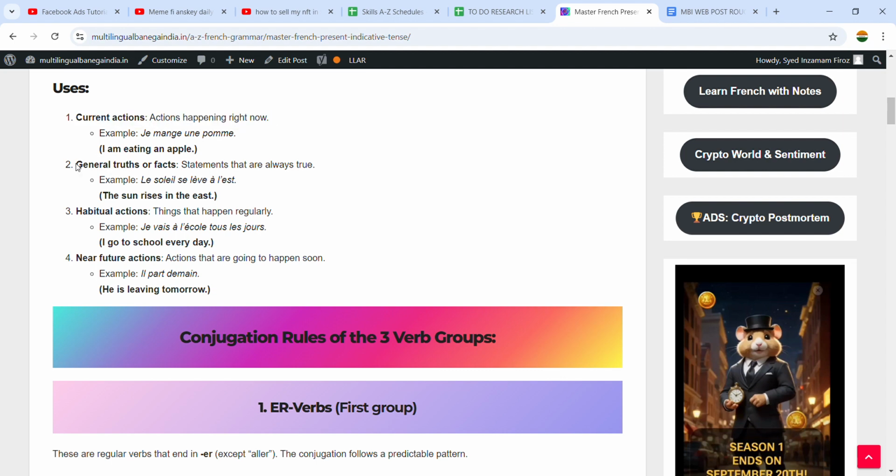Second is general truth or facts. These are statements that are always true. Le soleil se lève à l'est. The sun rises in the east. So this is a universal fact.